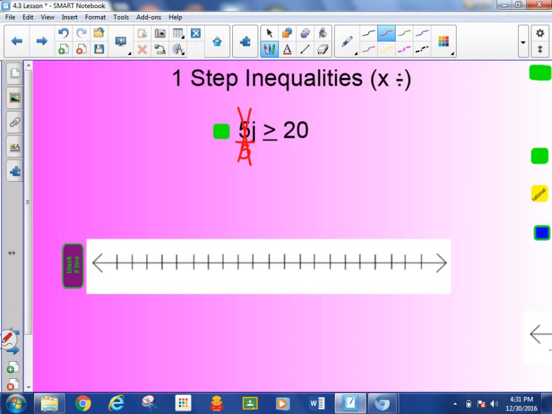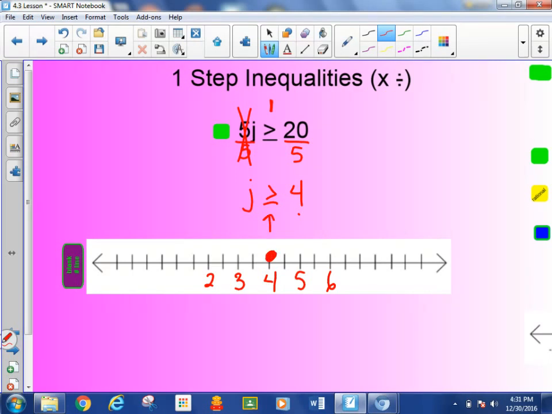To cancel it out, and then I go to the other side of my inequality here and I divide by 5. So I have J left over, my symbol. 20 divided by 5 gives me 4. So I'm just going to keep this graph out here and throw some numbers in there. And 4 is the number I'm going to mark on. Line underneath tells me filled in circle.